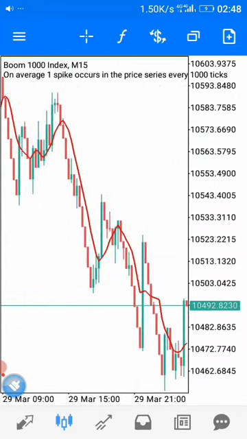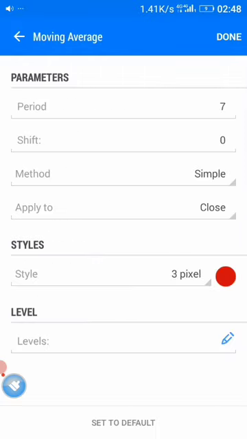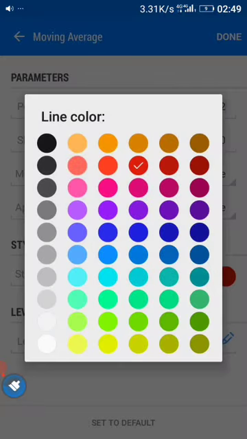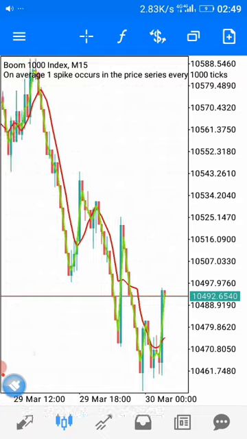Okay, and let's add the second moving average, which is a simple moving average. The period is 2, shift 0, method simple, apply to close. Let's choose a different color for it, say light green. Okay, this is what it looks like.